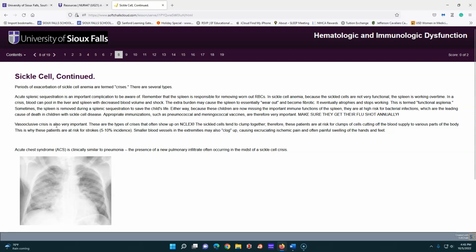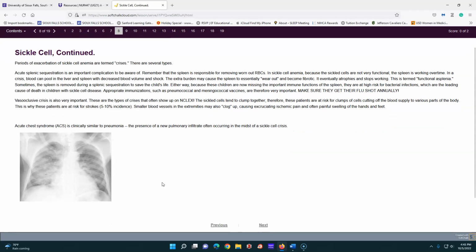So these vaso-occlusive crises hurt. I mean, you're getting hypoxic from this. The tissue is getting ischemic and dying, and so it really, really hurts. And so we really try and do our best to correct that quickly. So, risk for strokes, clogging up the small vascular system. They can also get ACS, acute chest syndrome, and so you get these pulmonary changes here. It's like pneumonia but worse, with pulmonary infiltrates.